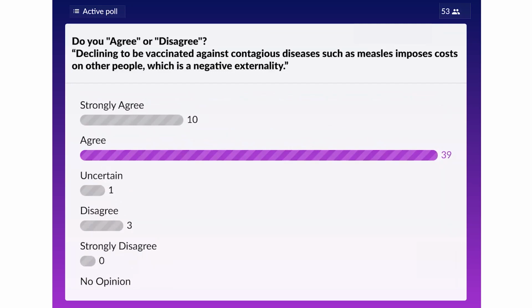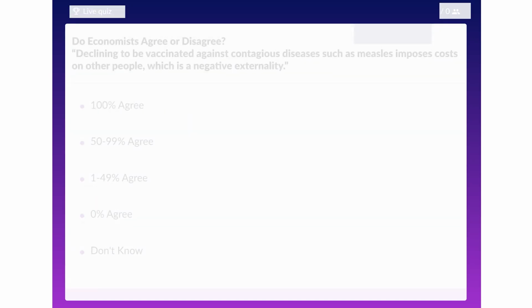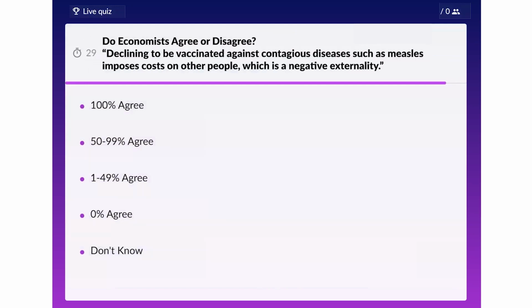Here we see that the majority of the people who responded agree, some even strongly agree. There are still people who disagree or are not sure, that's okay. This is expressing your opinion. The next part is a prediction. So do you think when the panel surveyed economists, did they agree or disagree or be not sure?